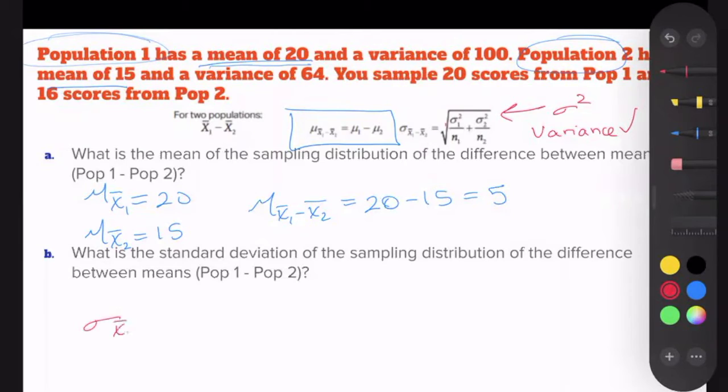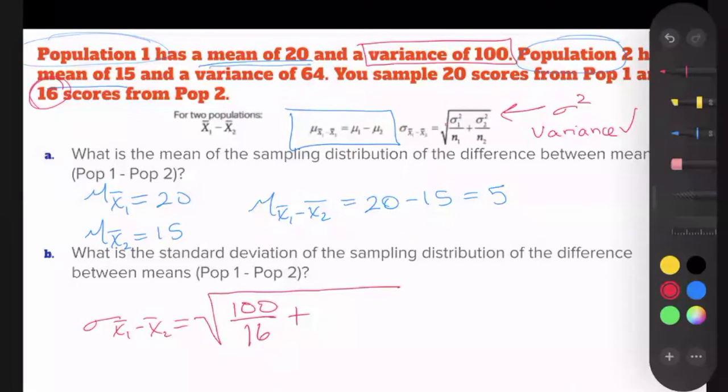So if I want to find standard deviation of x bar 1 minus x bar 2, it's going to be the square root of that variance from population 1, which is 100, over that sample size. And so population 1 is 16, okay, plus the information from population 2. So it has a variance of 64. Now, if it gives you standard deviation, you're going to have to square it to get that variance value.